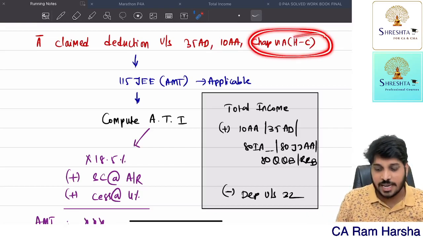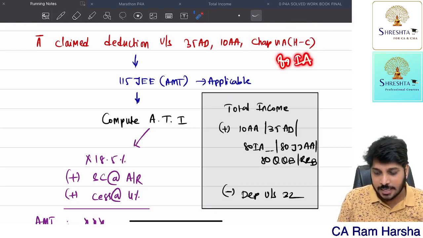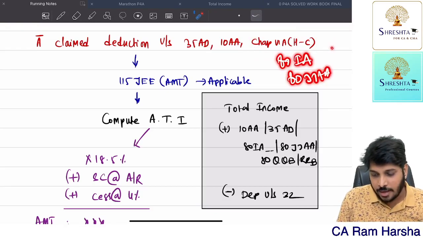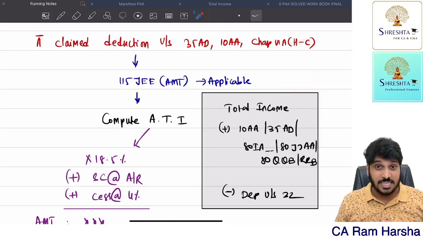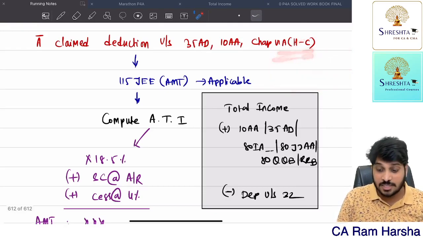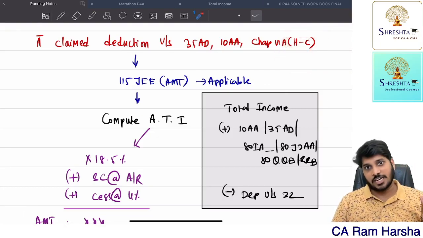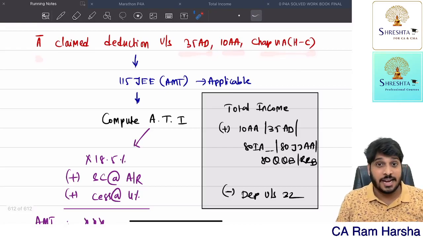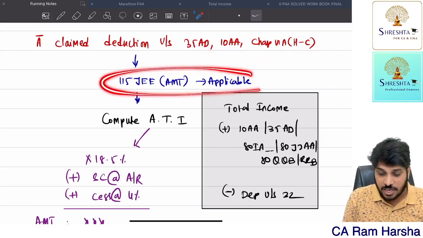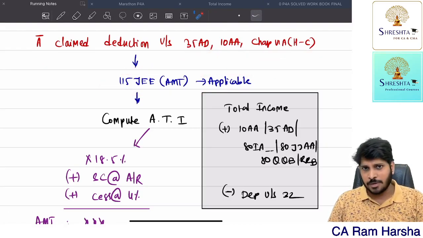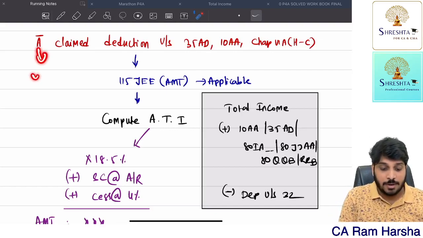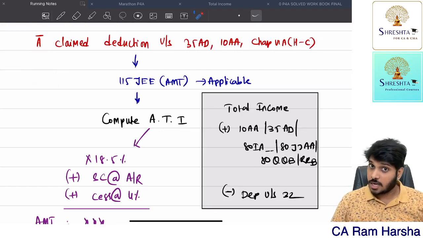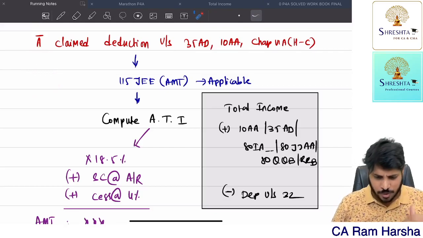Then Chapter 6A heading C, like the 80IA series, 80JJAA, 80QQB, 80RRB, these deductions. If the SSE is claiming a deduction under Chapter 6A heading C, income-based deductions, or 35AD, 10AA, then for him the 115JEE AMT provision is applicable. Remember, SSE means anybody other than a company.